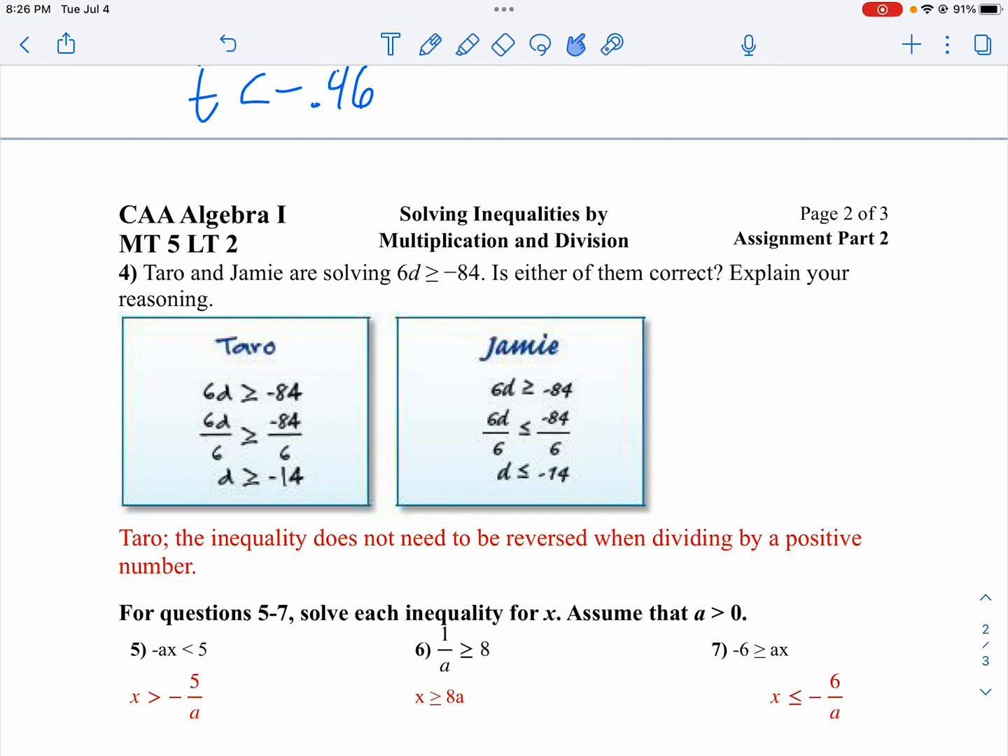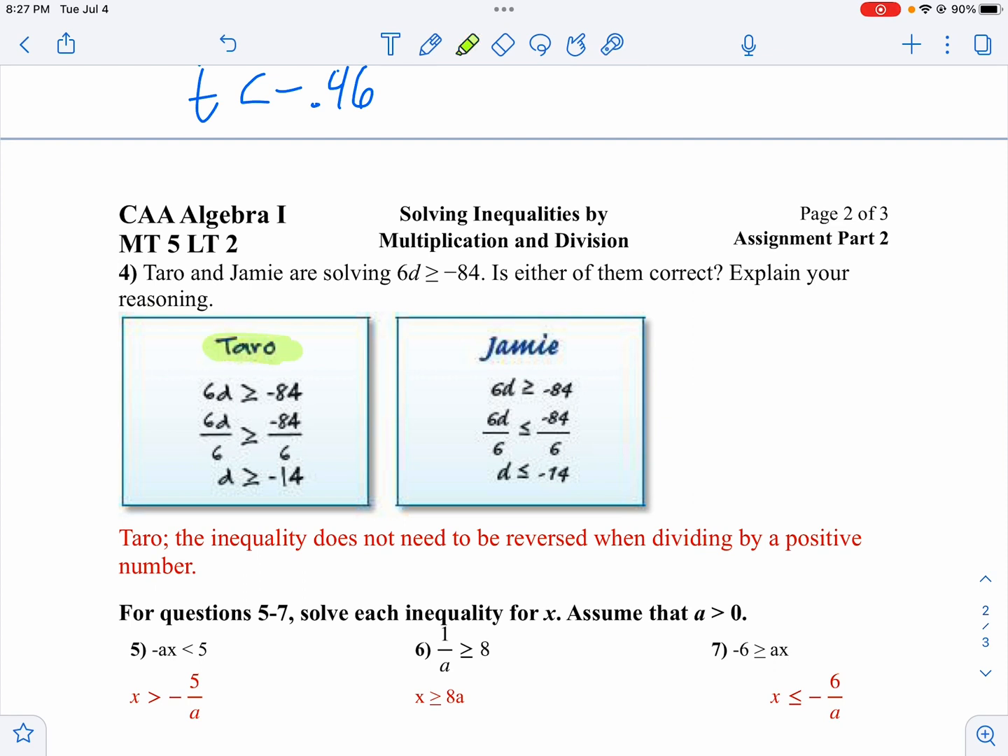On question 4, let's check out Taro and Jamie and see how they solve this inequality. So Taro took 6d is greater than negative 84. He divided both sides by 6. Negative 84 divided by 6 is negative 14, and that's correct. We divided by a positive, so we do not flip the inequality. So it seems Taro is correct.